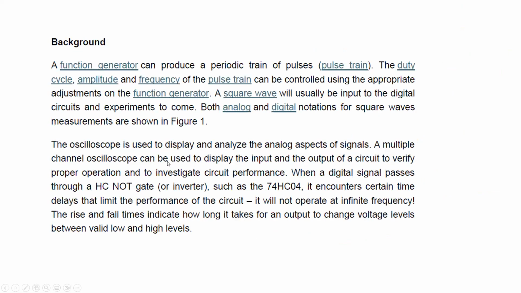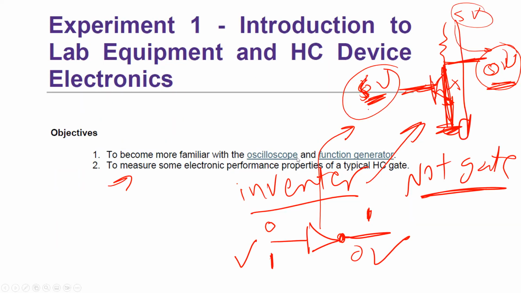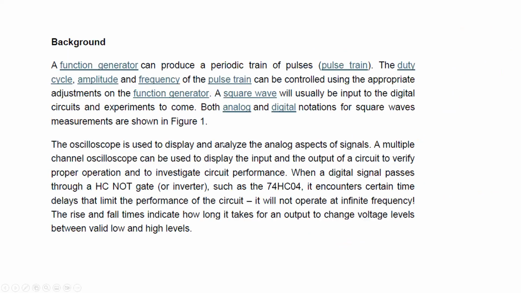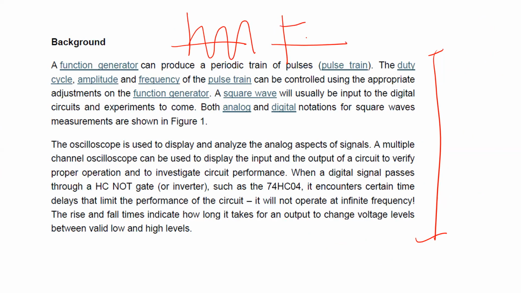So this lab has two parts. The first part is how you can use Discovery Kit 2 as a scope and a function generator as well. Here I give you some background. A function generator can produce a periodic signal, here called a periodic train of pulses. This signal can be analog, something like that, or digital, something like that. But in this course, we're going to focus only on the digital.